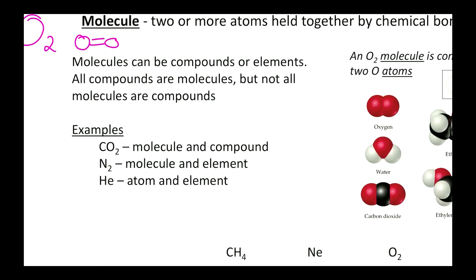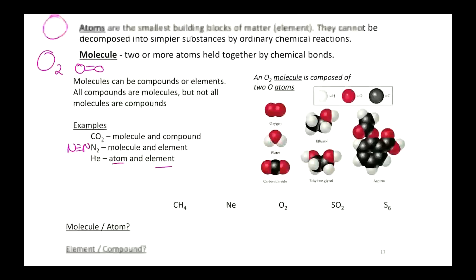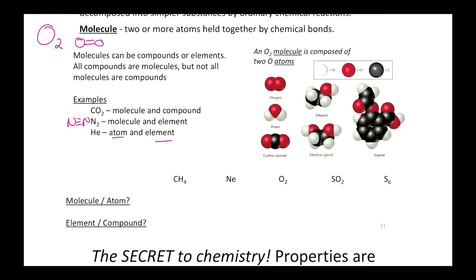Nitrogen, this is an element because you can find it on the periodic table and that's it. But this is also a molecule because there's two nitrogen atoms bonded to one another. Helium, on the other hand, that's an atom because it's just one thing represented there, but it's an element. And so we just have to be really careful with our language there. So let's see if we can't do this and recognize these different examples.